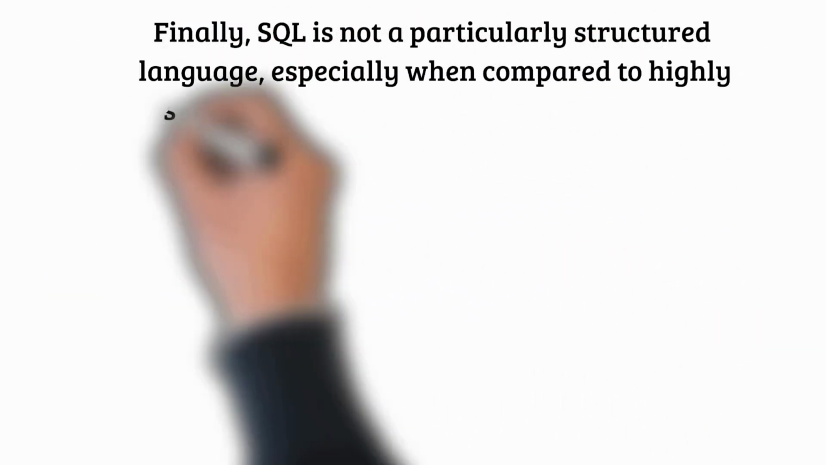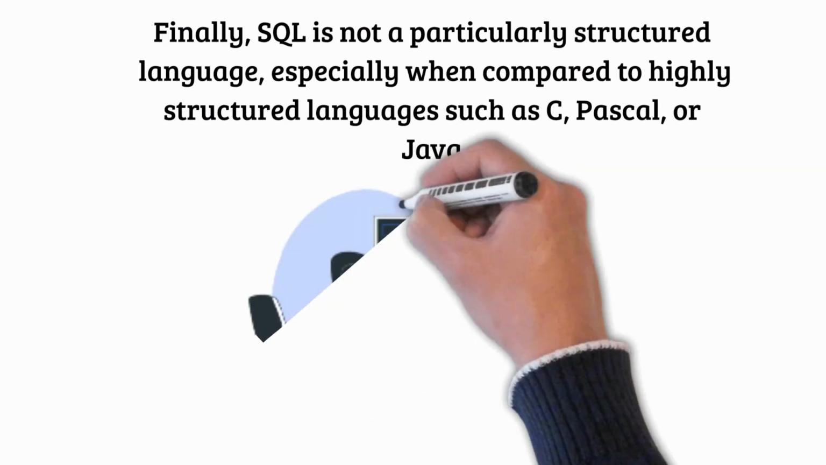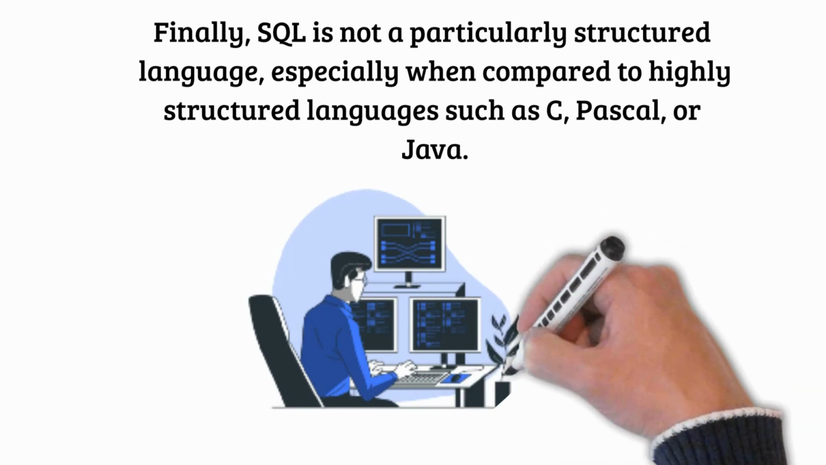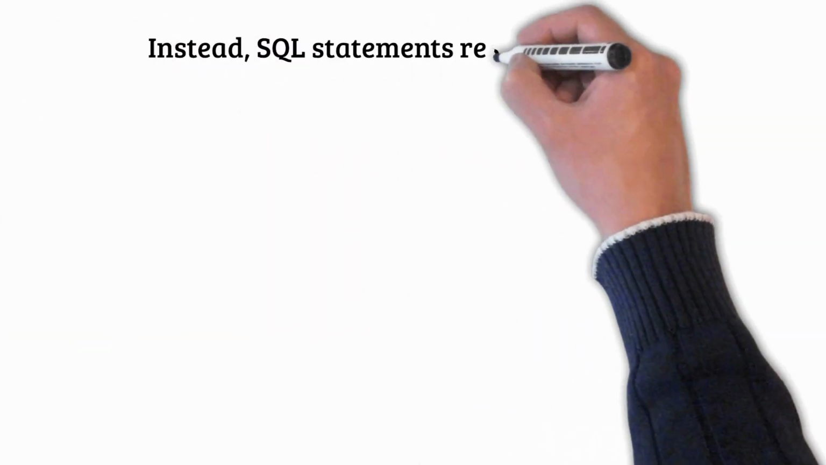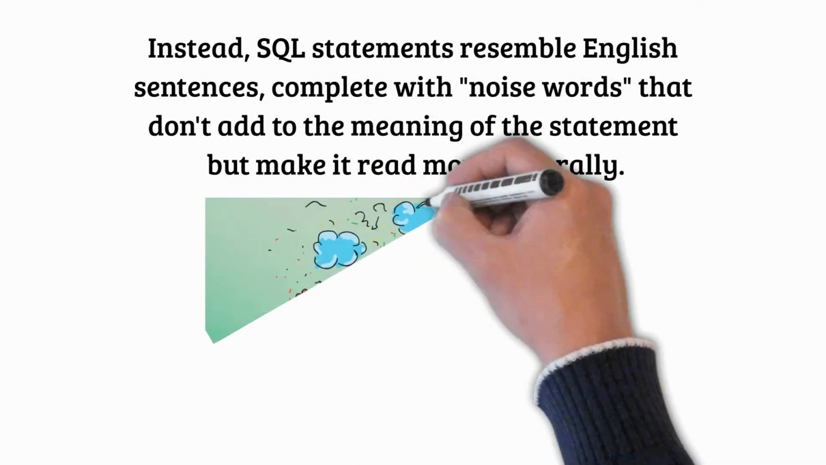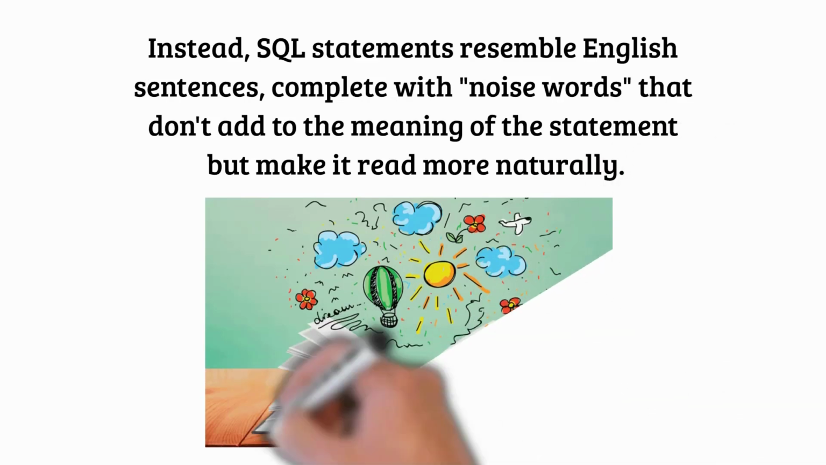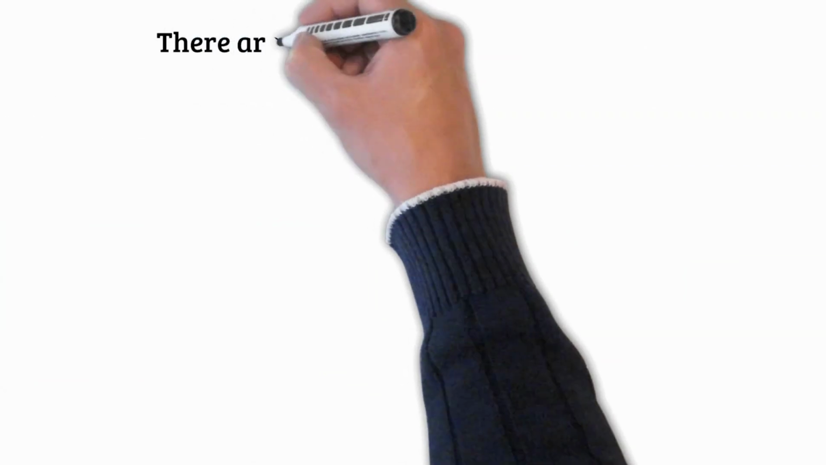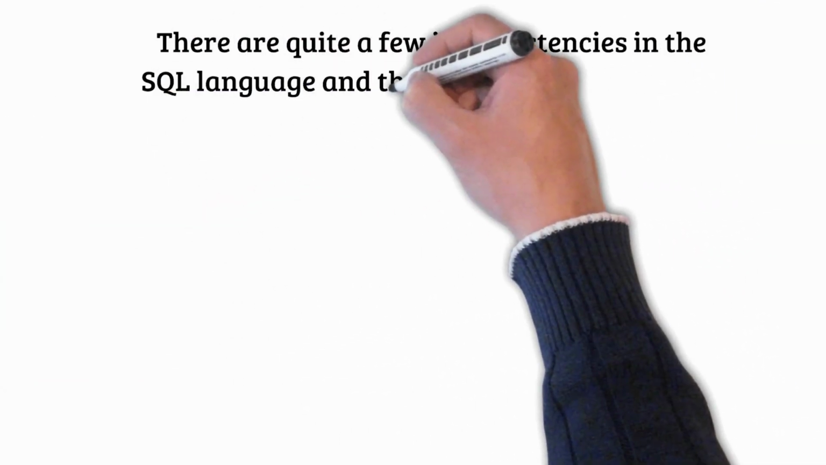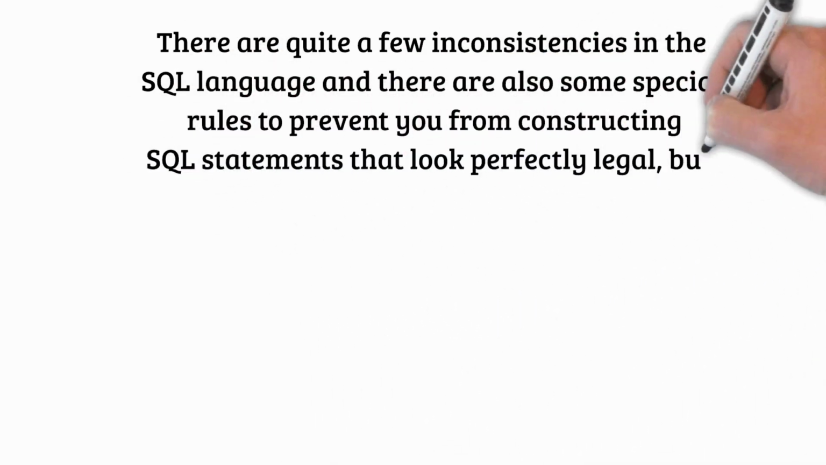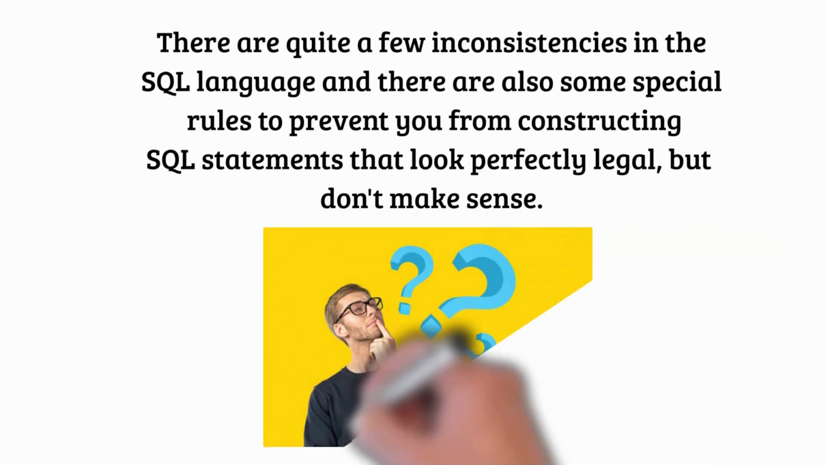Finally, SQL is not a particularly structured language, especially when compared to highly structured languages such as C, Pascal, or Java. Instead, SQL statements resemble English sentences, complete with noise words that don't add to the meaning of the statement but make it read more naturally. There are quite a few inconsistencies in the SQL language, and there are also some special rules to prevent you from constructing SQL statements that look perfectly legal, but don't make sense.